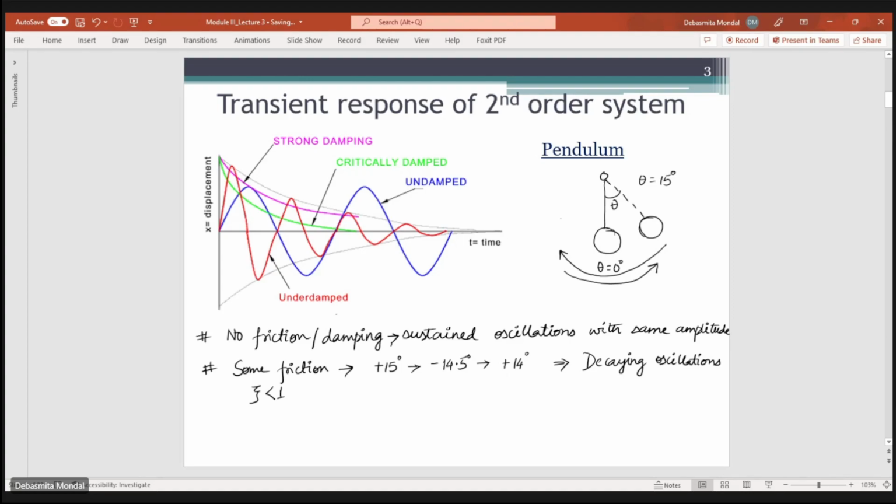So here, with no damping, the value of zeta was equal to 0. If there is some friction, then the value of zeta will lie somewhere between 0 and 1.